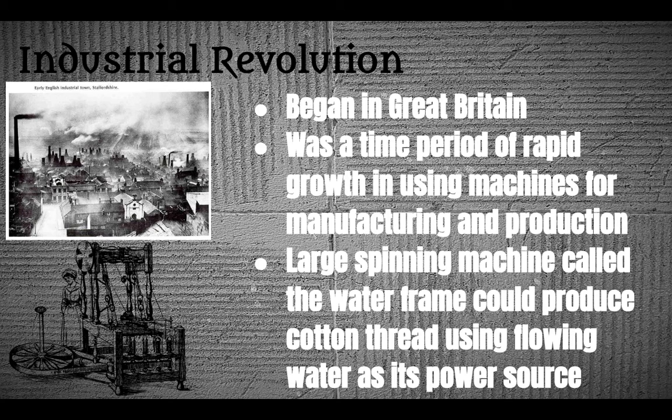So this guy named Richard Arkwright invented a large spinning machine called the water frame, and it could produce cotton thread by using flowing water as its source of power. Mills and factories are going to spring up in Great Britain right next to rivers, because they're going to use that free flowing power from the rivers to run their factories. And again, this is a big deal that you have a machine that can make fabric on its own.